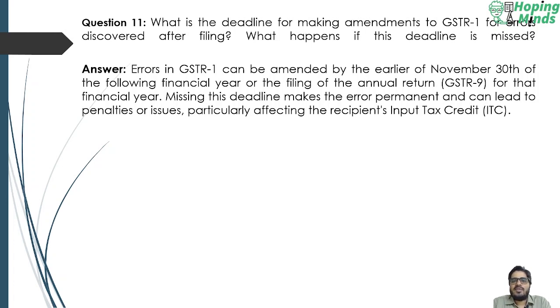So, an error in GSTR 1 can be amended by November 30th of the following financial year or the filing of the annual return for that financial year, whichever is earlier. Missing this deadline makes the error permanent and can lead to penalties or issues, particularly affecting the recipient's input tax credits. So, this date must be kept in mind while amending any of the records.